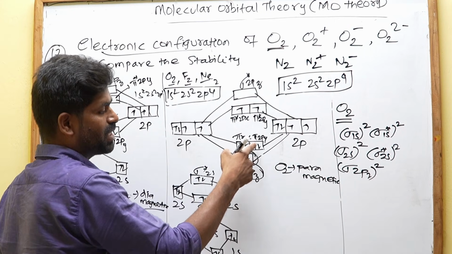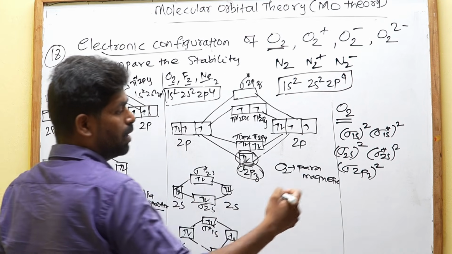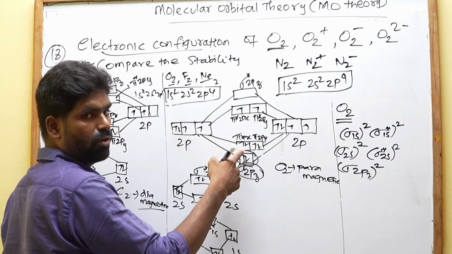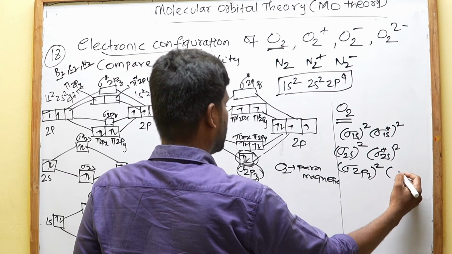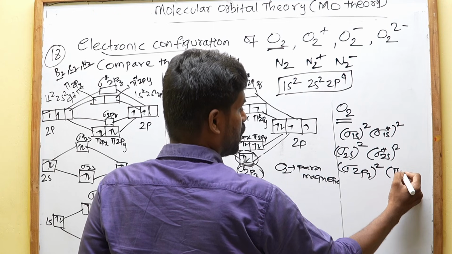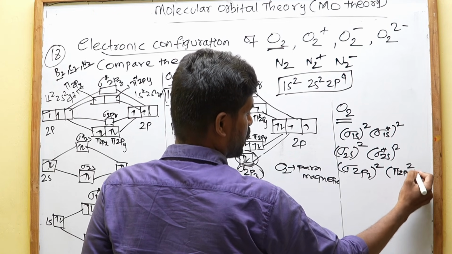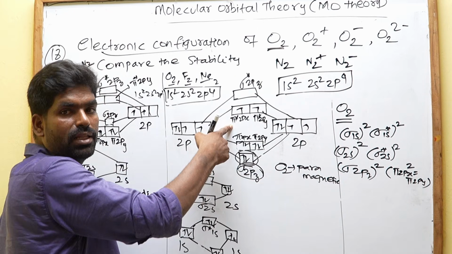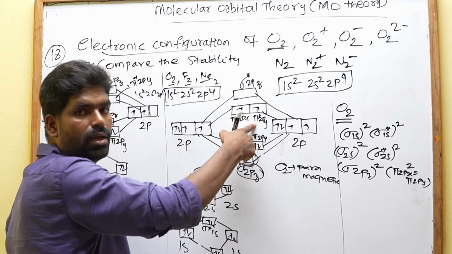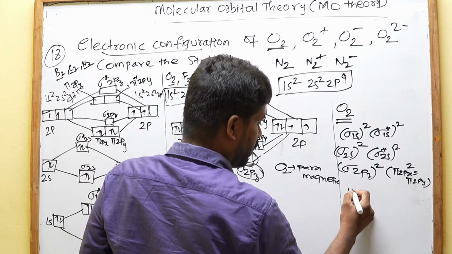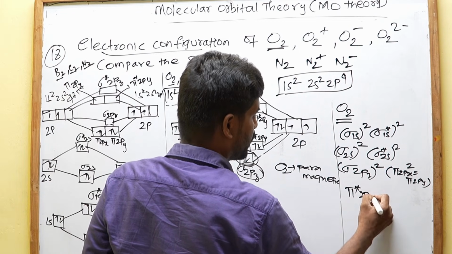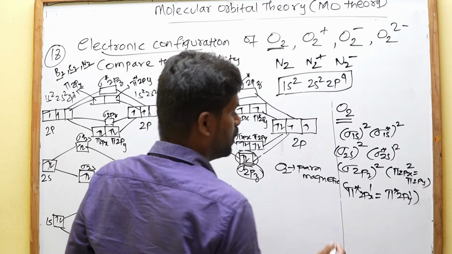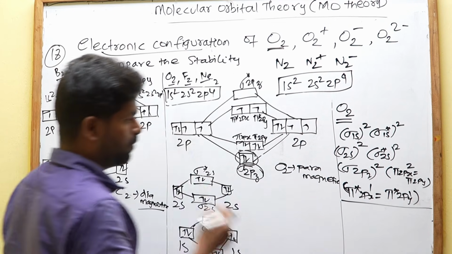Look at the pi 2px and pi 2py. These are bonding molecular orbitals. So each of these orbitals occupies the same energy level position. Therefore you have to represent with an equal symbol. So pi 2px 2 electrons equals pi 2py. Then we have 1 electron in the pi star 2px level and 1 electron in pi star 2py level. Therefore, pi star 2px 1 equals pi star 2py 1 electron. So this is the electronic configuration of dioxygen.